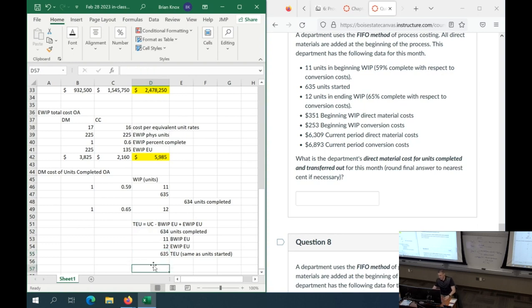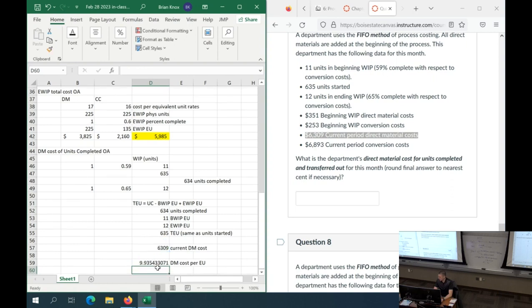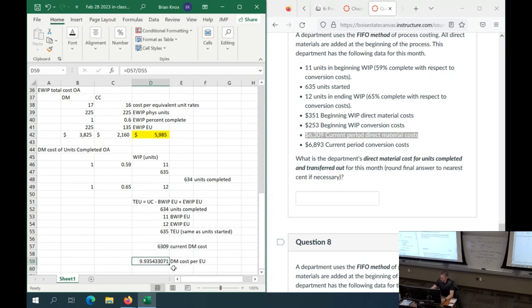All right, so TEU is the denominator, and we're looking for a numerator. What numerator should we use? Perfect. And we're looking for direct materials cost specifically, so we'll focus on current period direct materials cost right here. So we have 6309 current DM cost. And so our DM cost per equivalent unit is the current direct materials cost divided by our total equivalent units. So that's all right. $9.94 is what it would round to. We're going to leave it as it is.